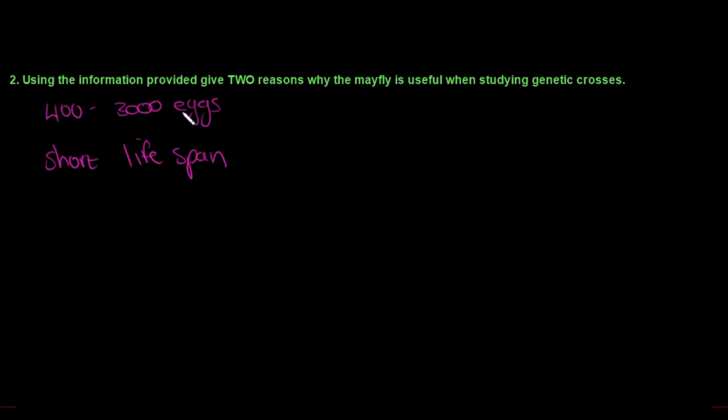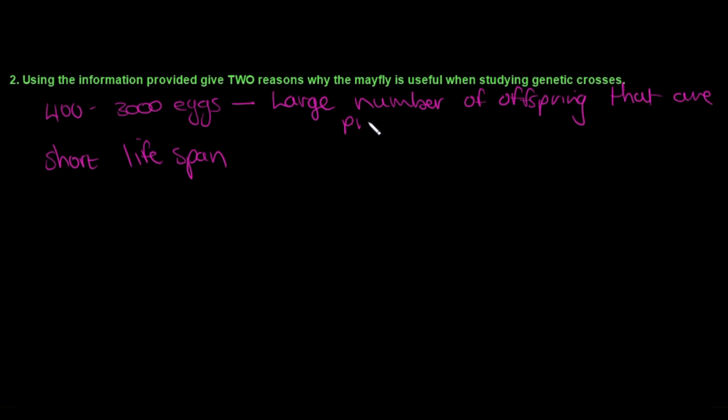So looking at 400 to 3,000 eggs first, that means they have a large number of offspring that are produced. So the reason that is important is because the number of offspring is so large, you will have a very reliable sample size to get information on whatever you are testing with these genetic crosses. And then the fact that they have a short lifespan also helps with that, because that means they complete their life cycle within a maximum span of 2 days.